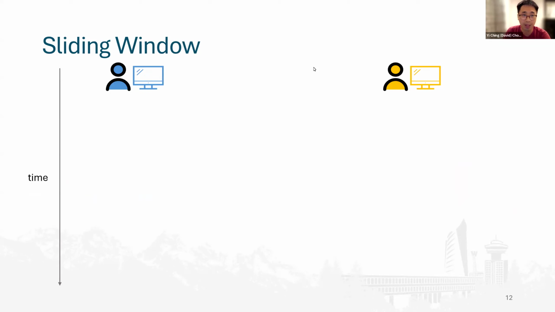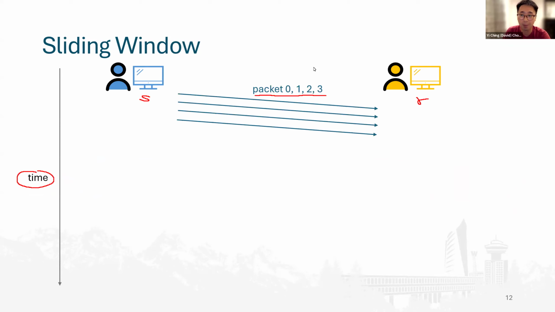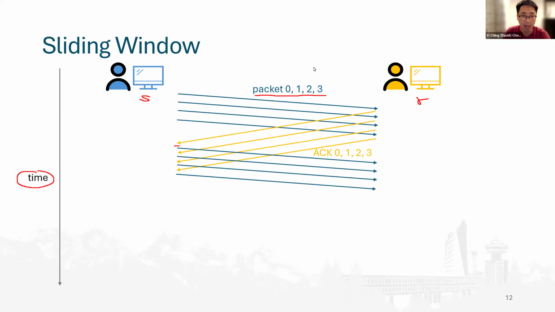Now let's visualize this again. We have a sender, we have a receiver, and this is our time dimension. The sender will send a group or window of packets, and the receiver will send an ACK for each of the packets. The sender can send the next packets when it receives the first ACK. So if we compare the time here, we will find that the idle time for stop and wait has been significantly decreased. So there is less time on stop and wait, and this can help us to increase the utilization.